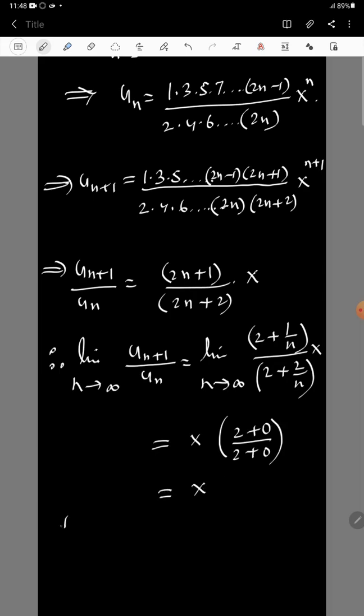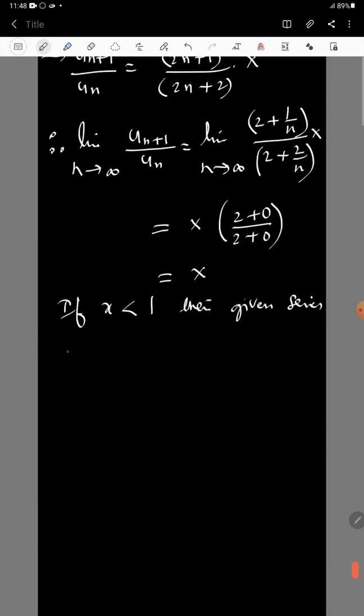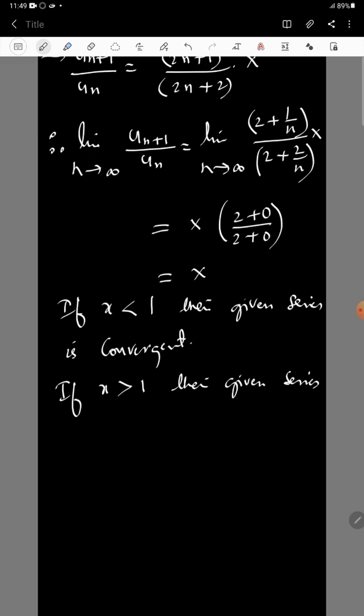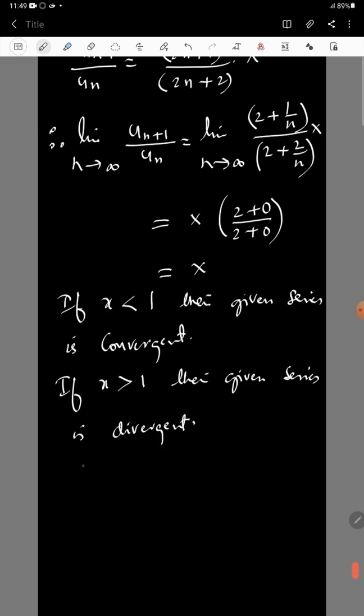We do not know about x. If x is less than 1, then this limit is less than 1, then the given series is going to become convergent. If x is greater than 1, then the given series is divergent. If x equal to 1, ratio test fails.